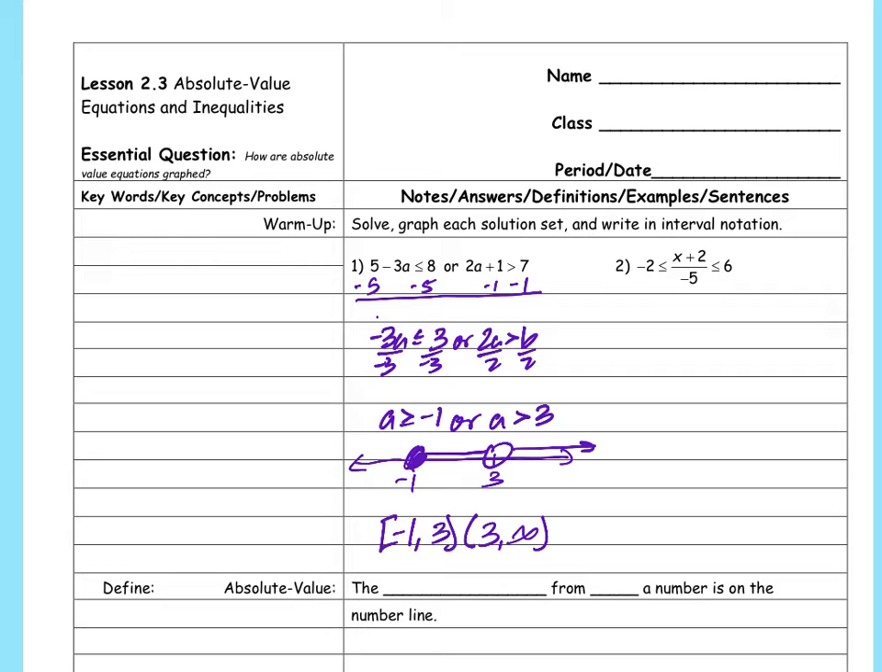So I can't say negative 1 to infinity because 3 is not included in there. If I just said negative 1 to infinity, 3, that would mean 3 was included. And 3 is not included, so I have to write it separately. I should have put a union sign between them, but it's okay.